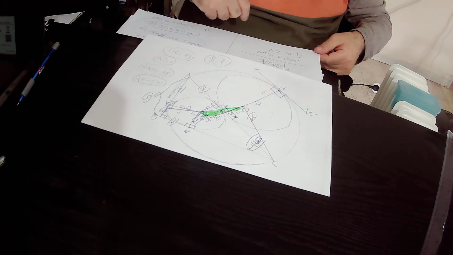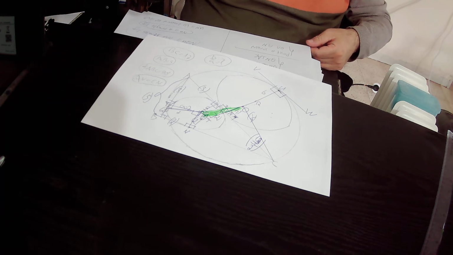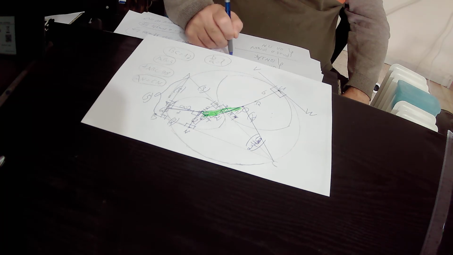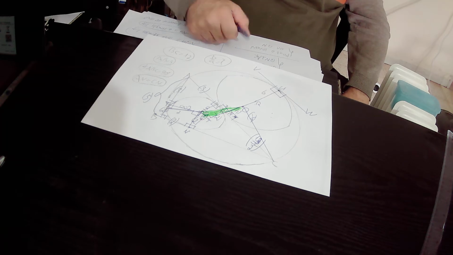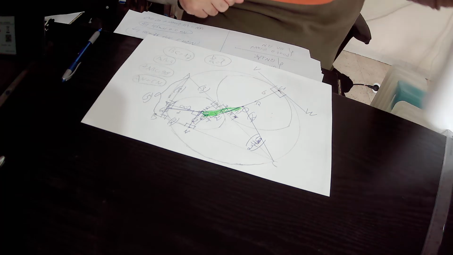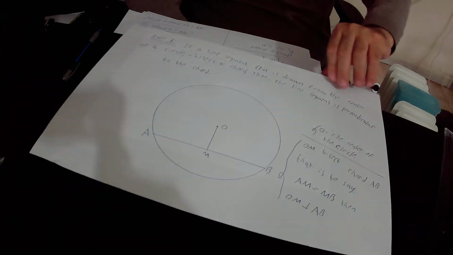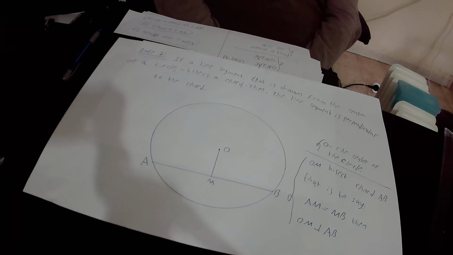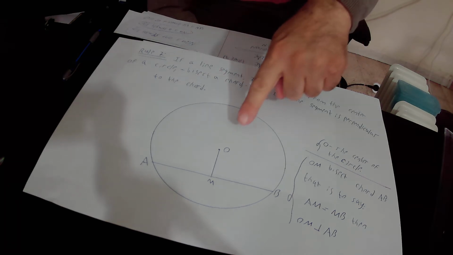Okay, then I presented to you rule number 7 and we implemented rule number 7 in our drawing. According to rule number 7, if a line segment that is drawn from the center of a circle bisects a chord, then the line segment is perpendicular to the chord. The center of the circle is here at point O.